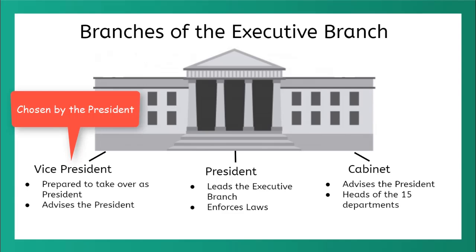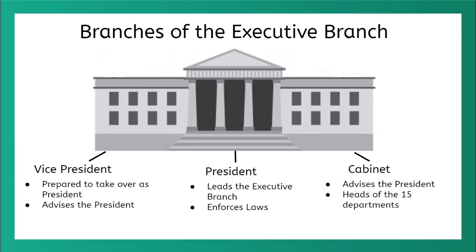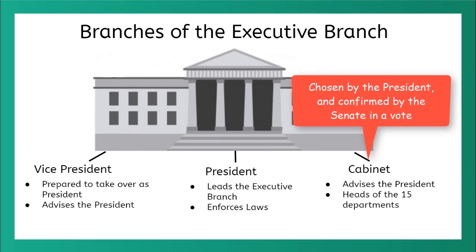There's also the cabinet. The cabinet is a group of advisors to the president and the heads of 15 departments in the government. The president chooses the cabinet and the Senate votes to approve them.